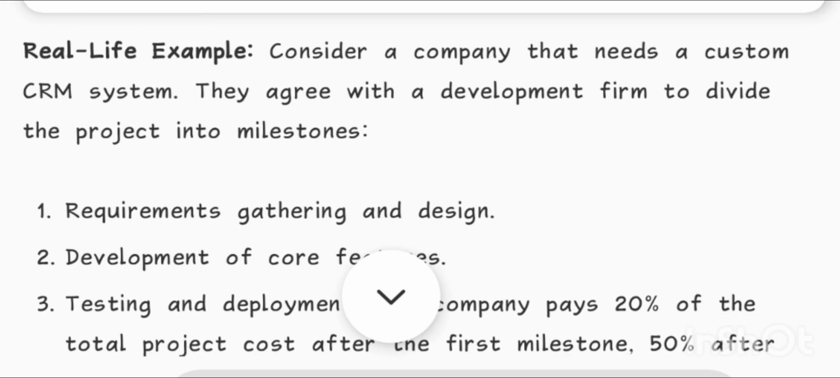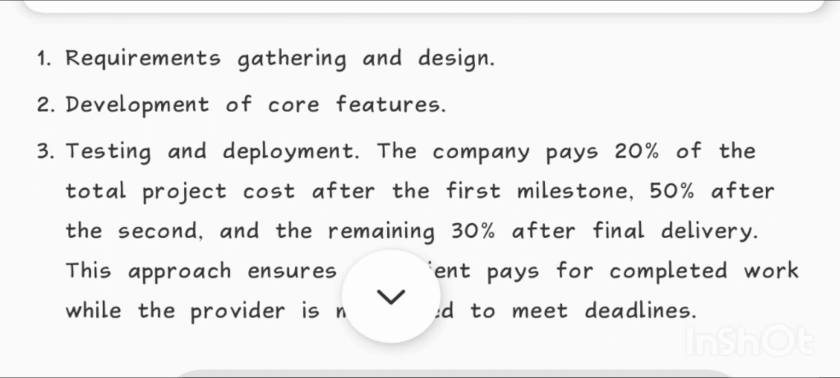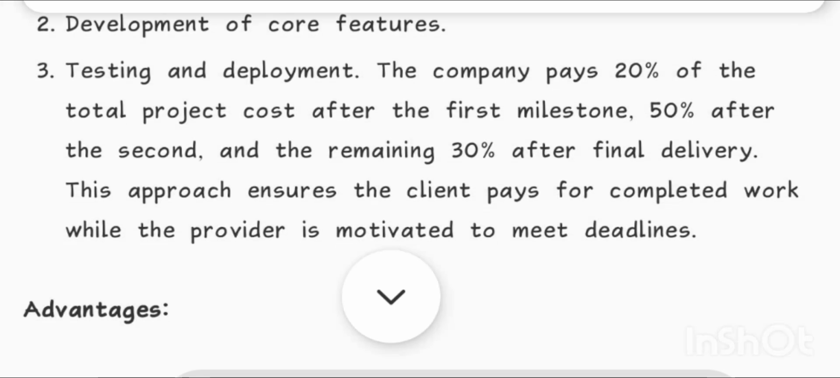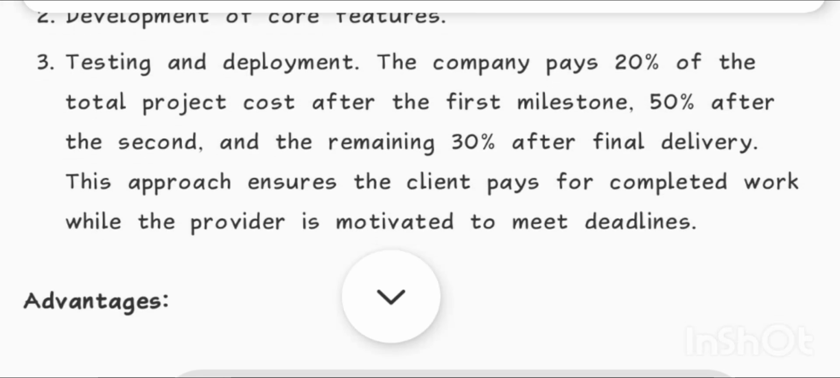Real-life example. Consider a company that needs a custom CRM system. They agree with a development firm to divide the project into milestones. 1. Requirements gathering and design. 2. Development of core features. 3. Testing and deployment. The company pays 20% of the total project cost after the first milestone, 50% after the second, and the remaining 30% after final delivery. This approach ensures the client pays for completed work while the provider is motivated to meet deadlines.